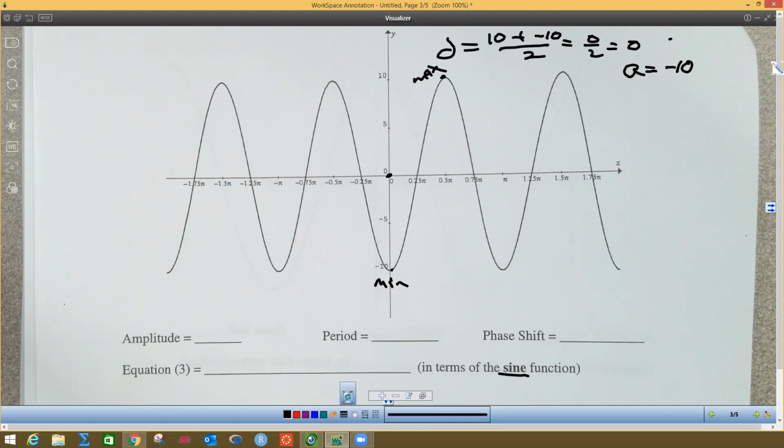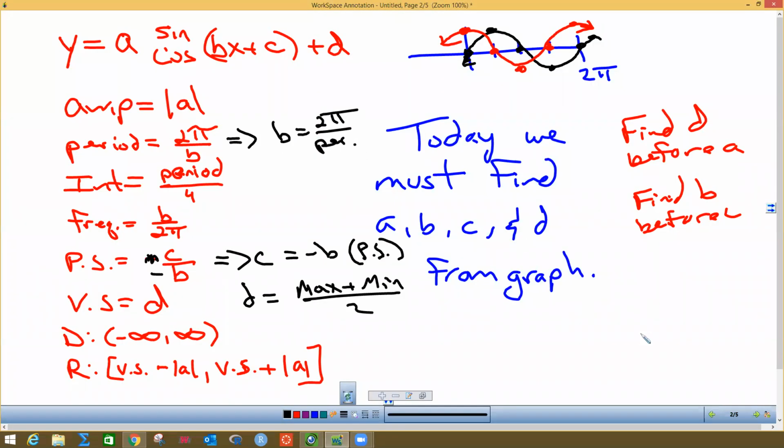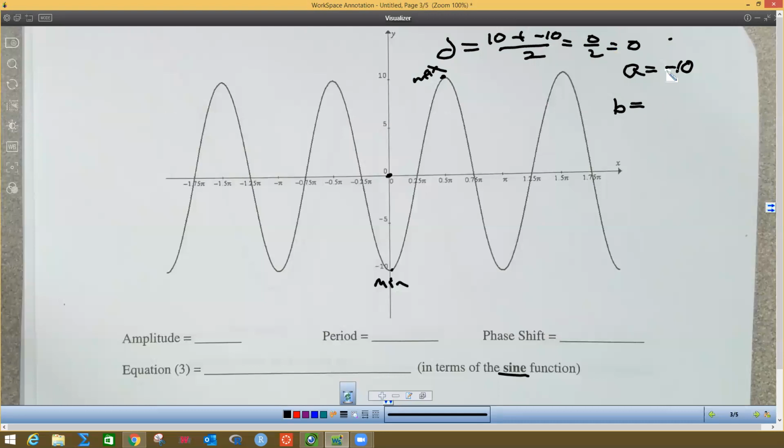Everybody good so far? Now we're going to find B. So what I need to do is find the period. I'm going to tell you again what we wrote on the other side. Maybe I should come over here and show you. B is 2 pi divided by the period. What do I need to find in order to get B? The period. You remember where periods go from where to where?